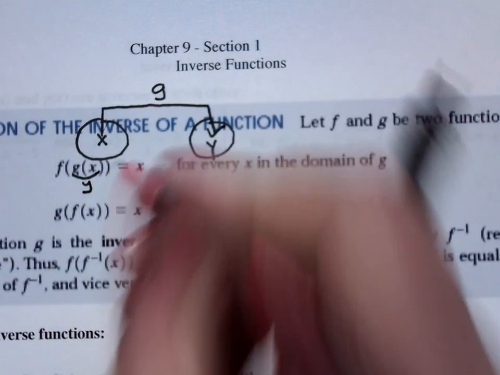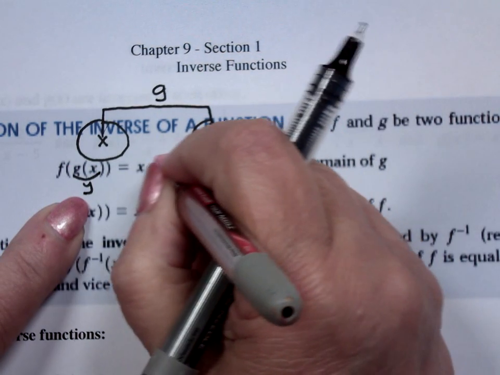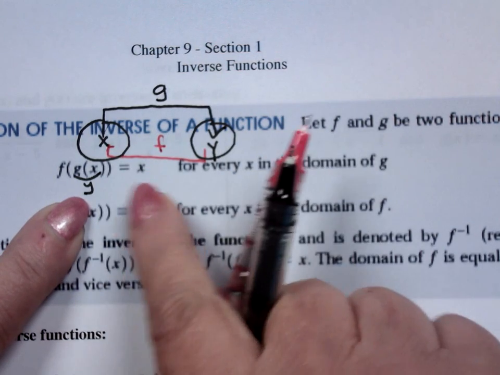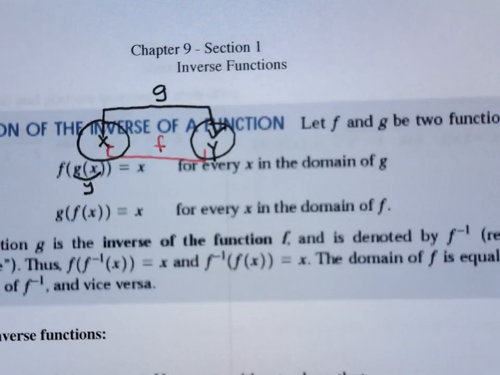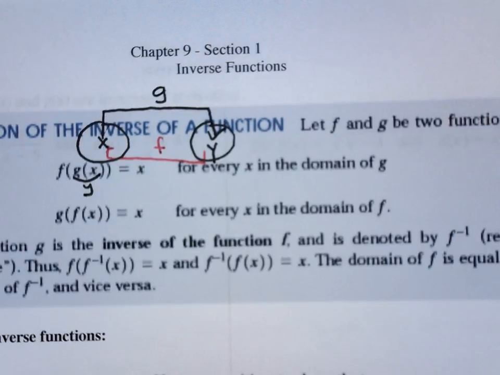And remember what we did yesterday? Then f picked up y and returns it to x. All that's saying is f and g composed together takes you back to wherever you started. Isn't that what the purpose of the inverse was? Takes you back to where you started.